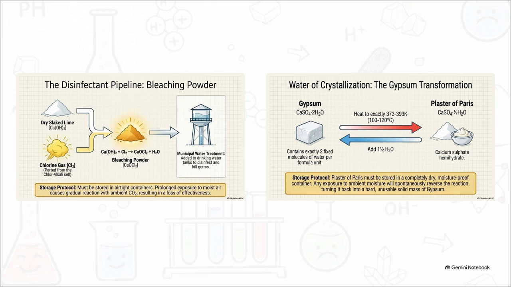Now, contrast that with plaster of Paris, a synthesized material that must be kept entirely safe from moisture. If it gets even a little bit wet, it spontaneously undergoes a chemical transformation, locking in water molecules and reverting right back into a rock-hard, totally useless block of solid gypsum.